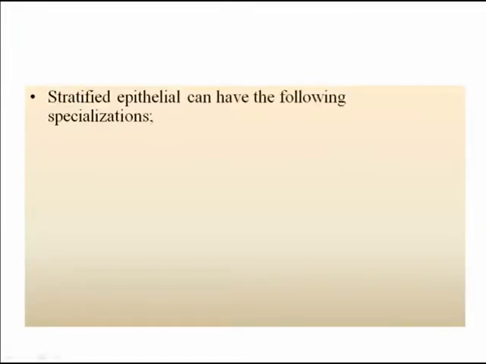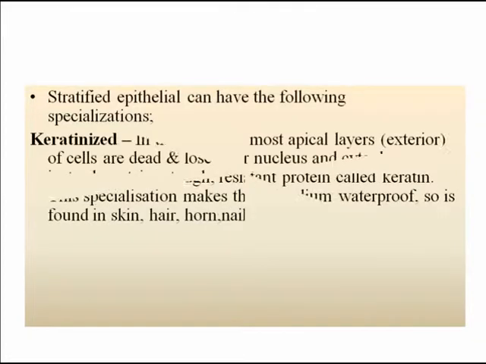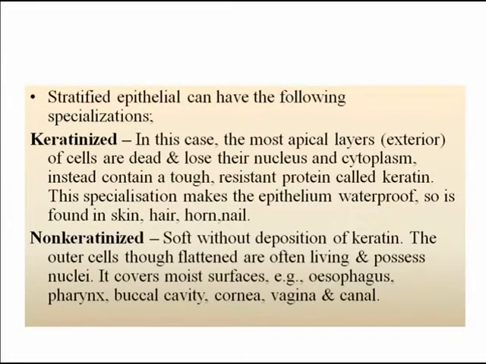In stratified compound epithelium, there are the following specializations: keratinized and non-keratinized. Top cells are flat and scaly, and they are keratinized. What is keratin? Keratin is a tough, resistant protein, like in mammalian skin. Mammalian skin is a good example of dry keratinized stratified epithelium. Why is it dry? Because the cells lose their nucleus and cytoplasm and instead deposit keratin on the apical layers of the cell. So skin, hair, and nails all possess keratinized tissues.